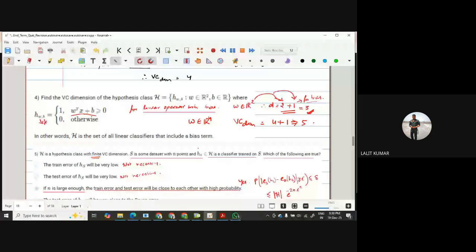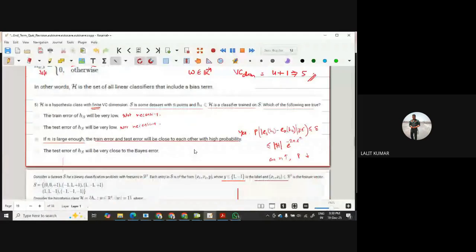So this is important. That's why this D becomes 4. So here in this question, if it becomes W is equal to R4, then what will be the VC dimension? Nitish? Because of bias. Yeah, 4 plus 1 is equal to 5. Yes, sir.